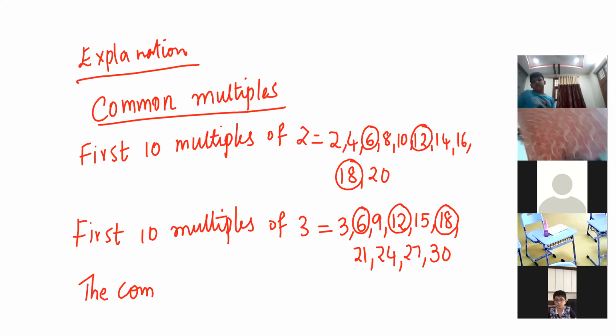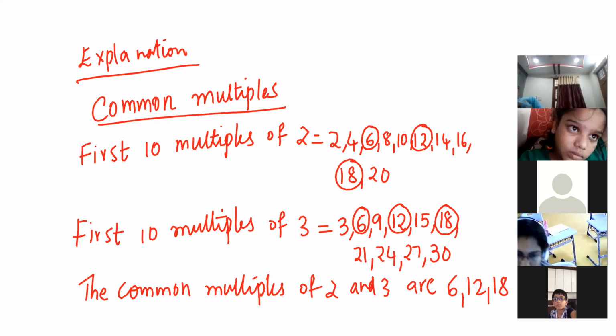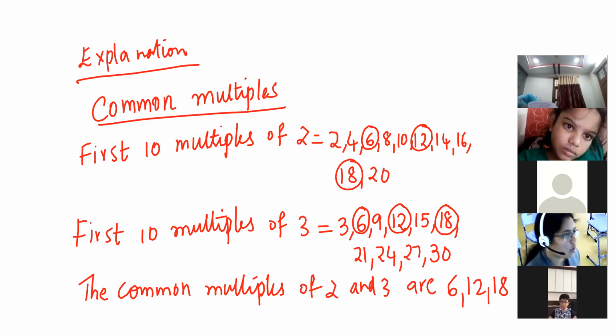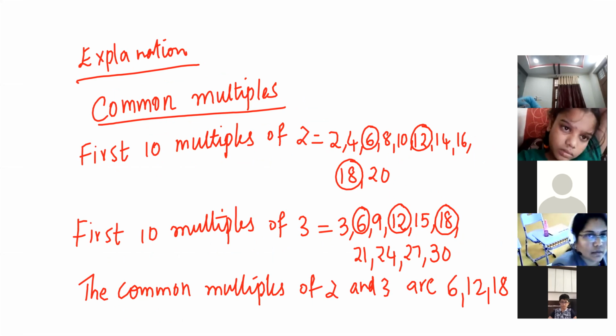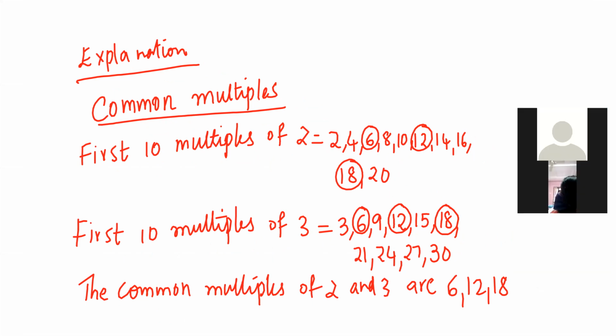The common multiples we find here for 2 and 3 are what? 6, 12, 18. Got it? Here we have extracted 3 common multiples. The first 3 common multiples of 2 and 3. Till here is it okay? Till here it is okay, children?